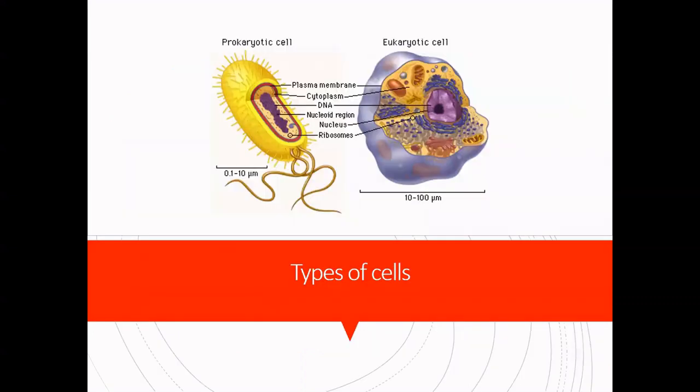So talking about different types of cells, you have prokaryotic and eukaryotic. Prokaryotic cells have a lot of the same things that a eukaryotic cell does, minus the membrane-bound organelles and the nucleus. They have a plasma membrane, they have cytoplasm, they have DNA, but instead of a nucleus, they have a nucleoid region, and they do have ribosomes, but they lack mitochondria or Golgi bodies or endoplasmic reticulum.